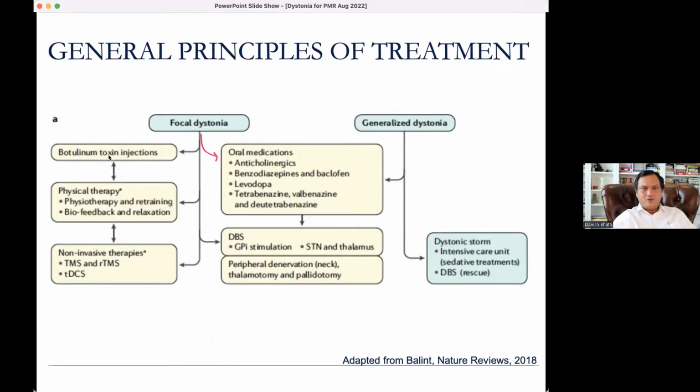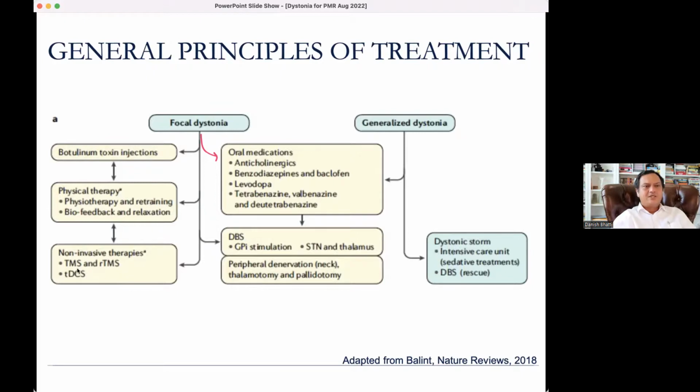So BT alone or BT with physical therapy is superior to BT alone. And then there are these new studies looking at transcranial magnetic stimulation and transcranial direct current stimulation, DC stimulation, and so on and so forth, that may be helpful.